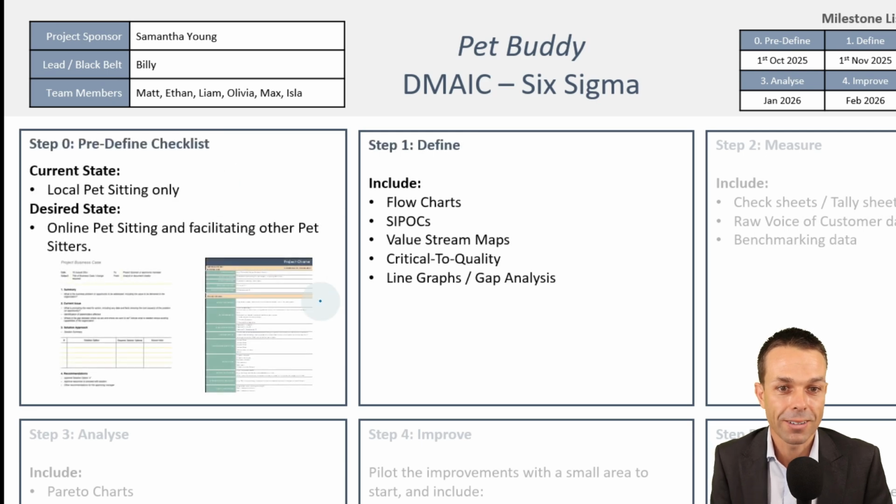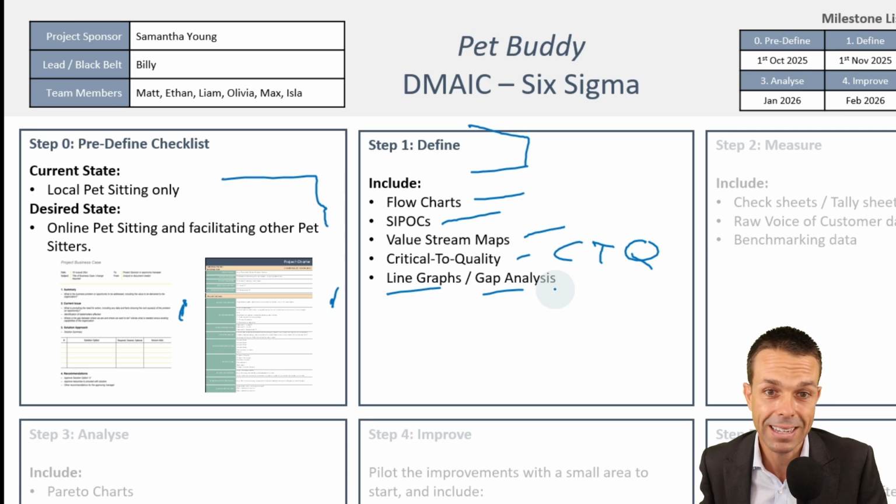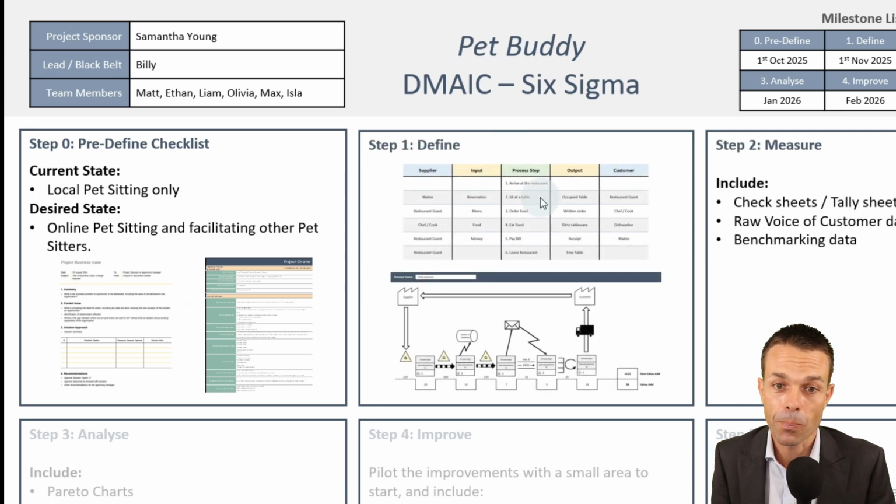And that's going to look like a few of these documents here, a business case and everything, and a little description. Then we want to define the problem, and we can do that with flowcharts, SIPOCs, value stream maps, critical to qualities or CTQs, or line graphs, or a gap analysis as we define the problem. Here's a value stream map of how everything goes.